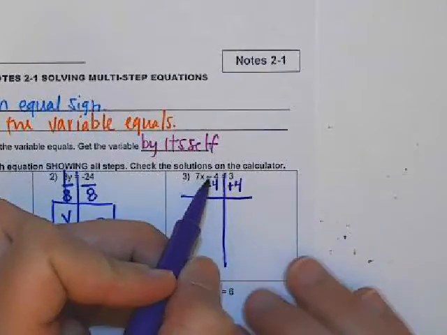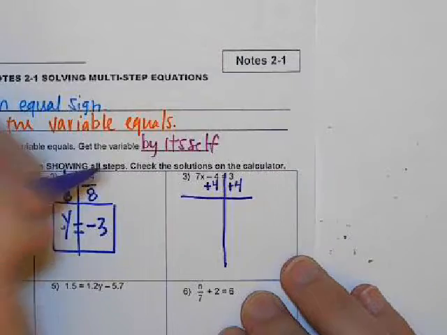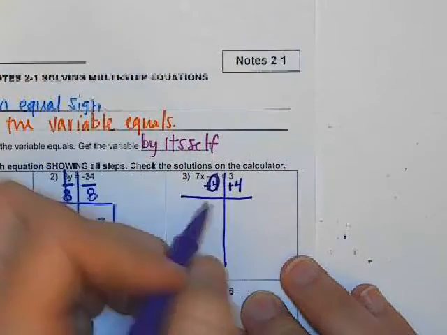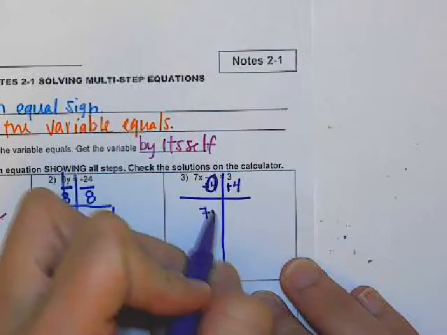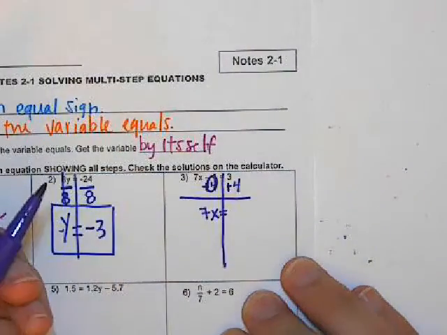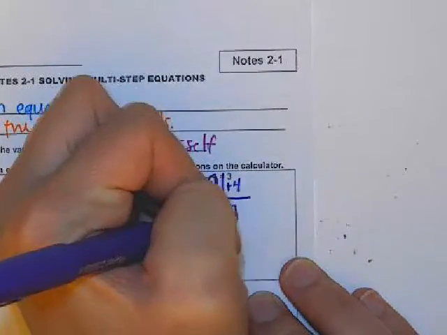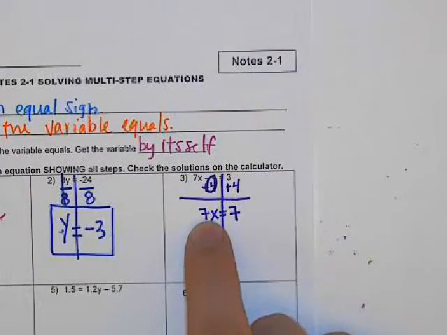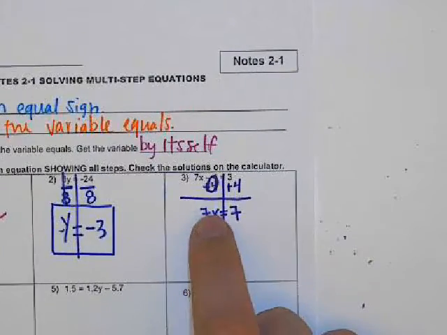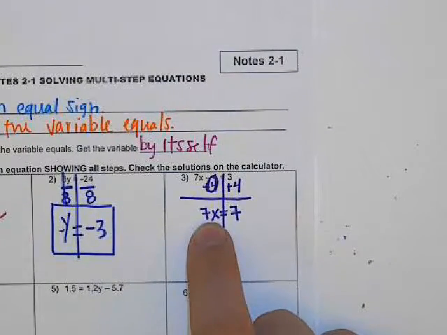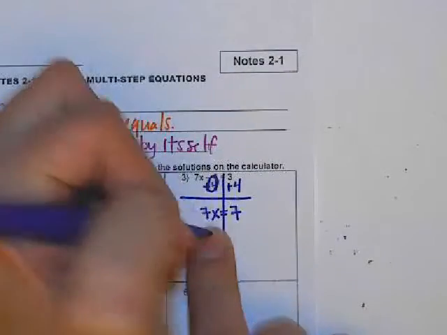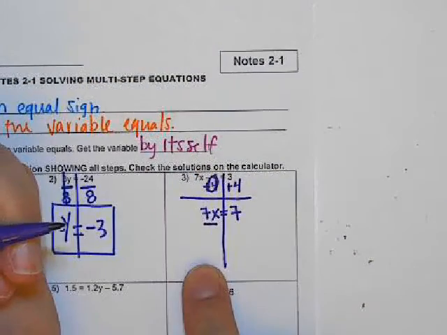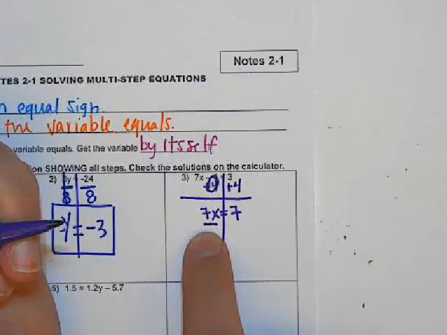What does that give me? 0. And what am I left with? 7x equals 7. And 3 + 4 gives me 7. Okay, is x by itself? No. Here's my x. There's a number with it. What operation is happening right here? This is multiplying, so I need to draw my fraction bar, my divide. Okay, because fraction bar means divide.